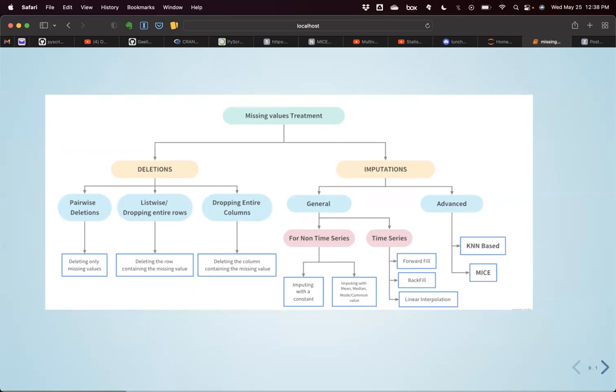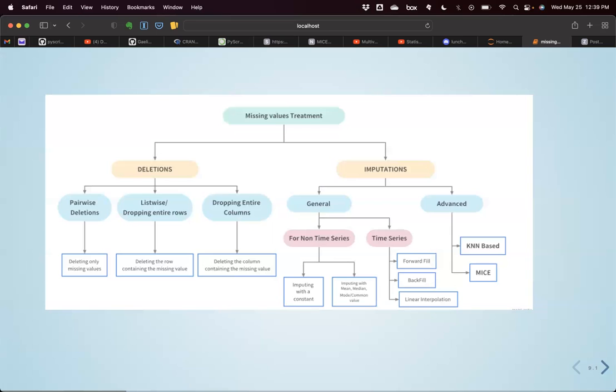The missing values treatment can be divided into two major fields. You can get rid of them: deletions, and there are various mechanisms. You can get rid of the feature if it has too many missing values. Let's say 90% of your temperatures are missing. Probably that feature will be unusable unless you have some justification to impute those. Then you can drop the rows where the NAs are, or you can use pairwise selection, only deleting those fields that have the missing values.